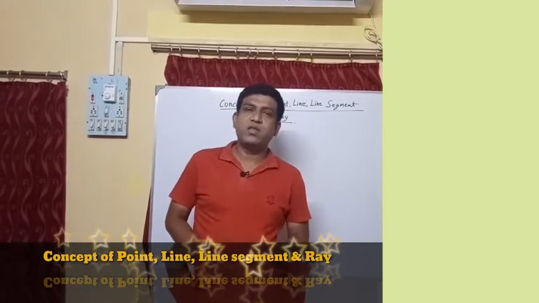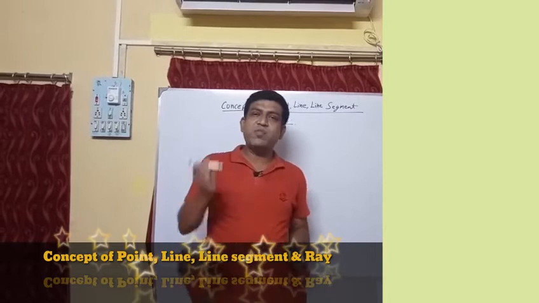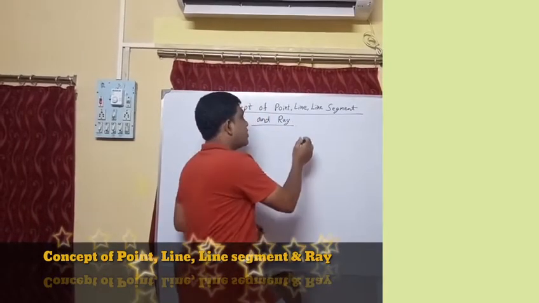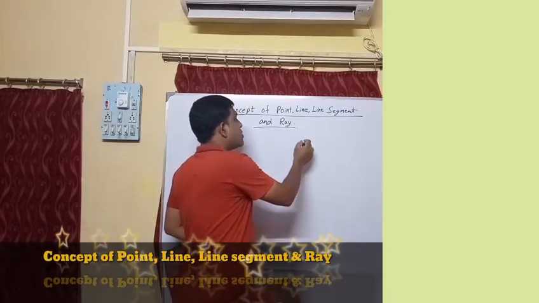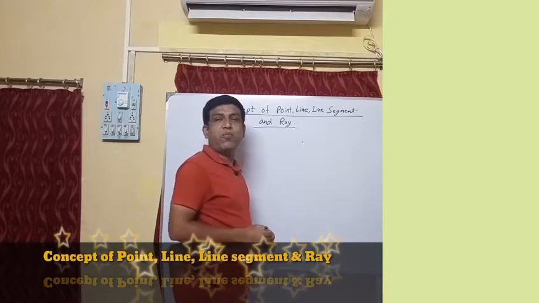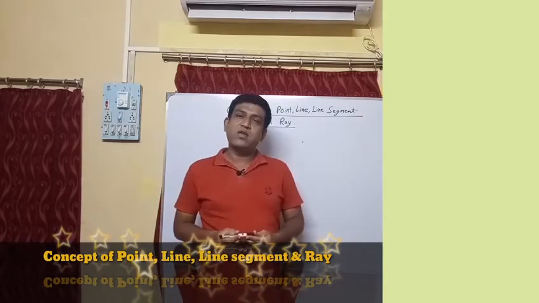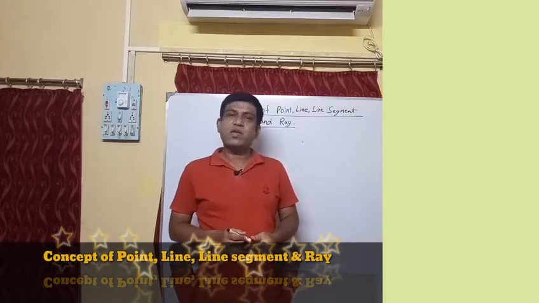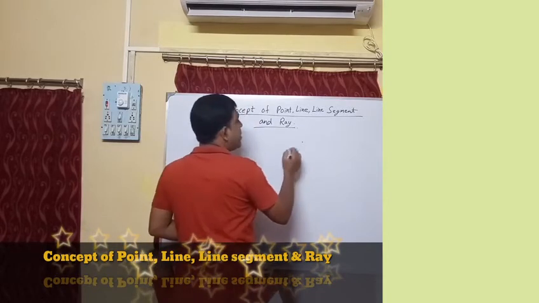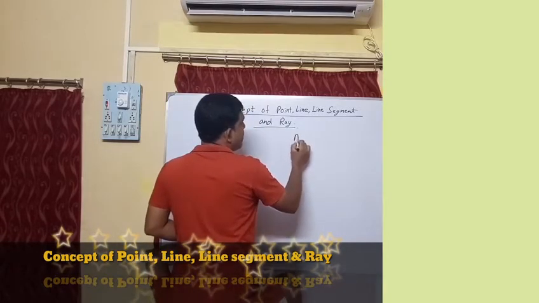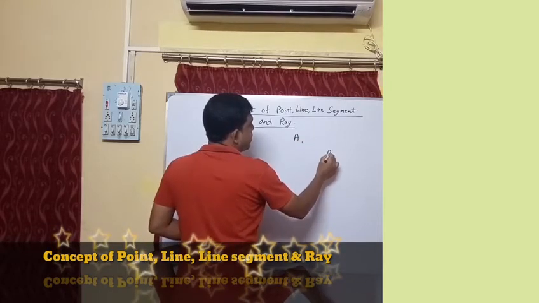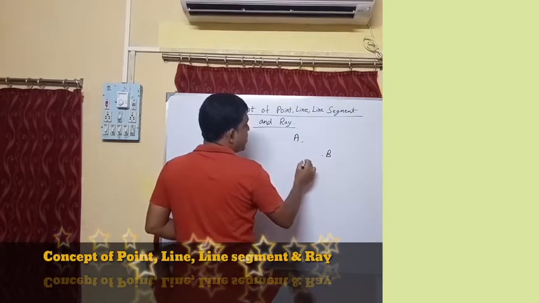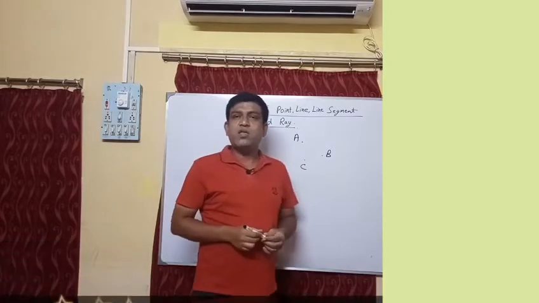What is a point? If you take a marker pen and put its tip on a whiteboard, that means the dot. The dot is called a point. A point neither has a length nor a breadth. A point is denoted by a capital letter. That means if you put a dot, this is point A, this is point B and this is point C. A point is always denoted with a capital letter.